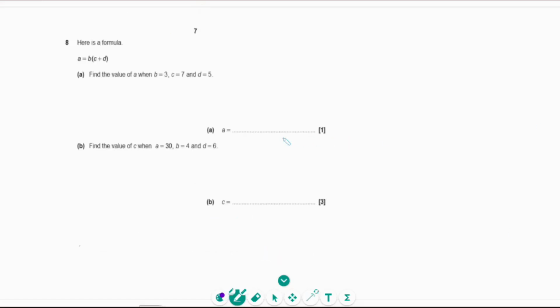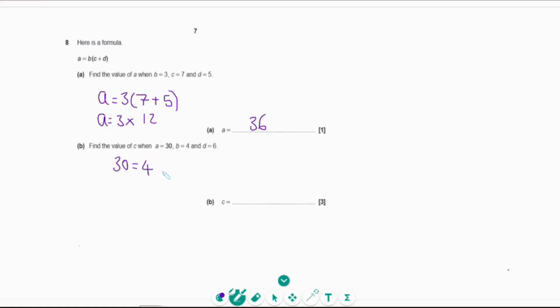Here is a formula. Find the value of a when b is 3, c is 7, d is 5. So a is equal to 3 bracket c plus d. All I've done is substituted all my values in for b, c and d. I'm going to work out the brackets first. 7 plus 5 is 12. So this 3 outside the bracket means you're going to do 3 times whatever's inside the bracket. 3 times 12, 36.